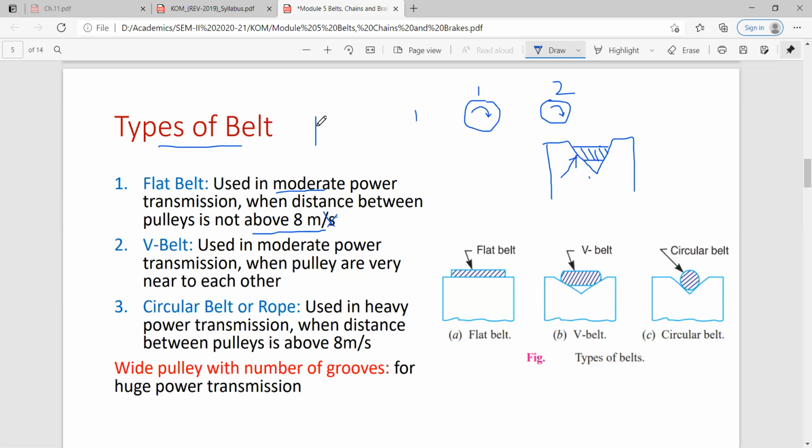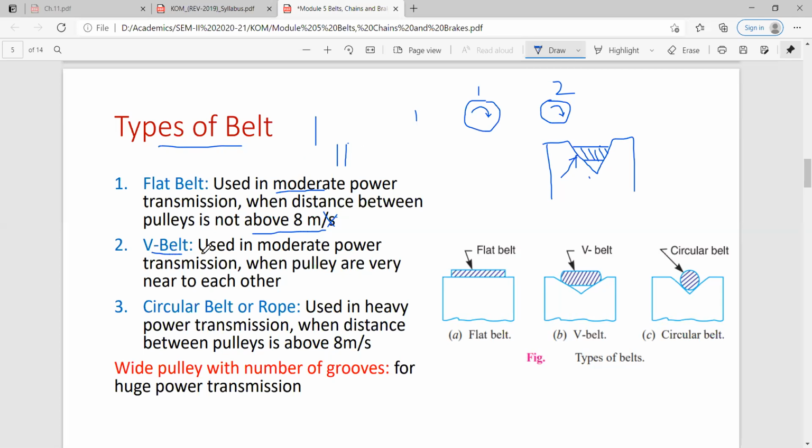Obviously when the distance between two shafts is large, then only you use the belt drive. If two shafts are present very close to each other, then you can go for gears. With the help of gears you can transmit the power, or you can use some sort of coupling. We have seen one type of coupling, Oldham's coupling, then universal coupling, Hooke's joint. Such is the case.